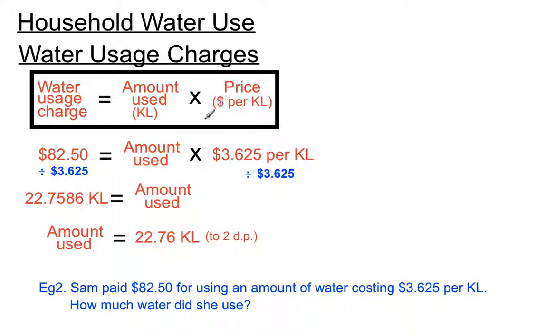So notice what we did there. We took the values that we were given in the question, we put them directly underneath the items that they were associated with in the formula there. Then we rearranged to get the item we wanted, the amount used, on its own by using equation techniques. If we want to move a number, we do the opposite to both sides.